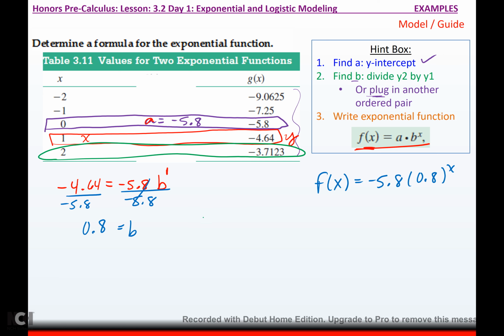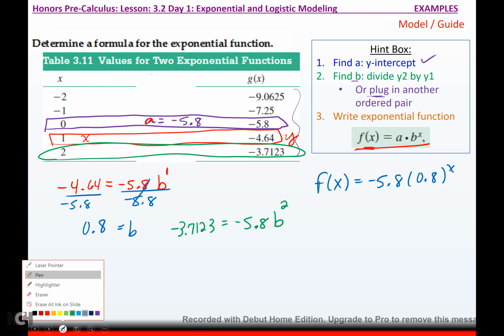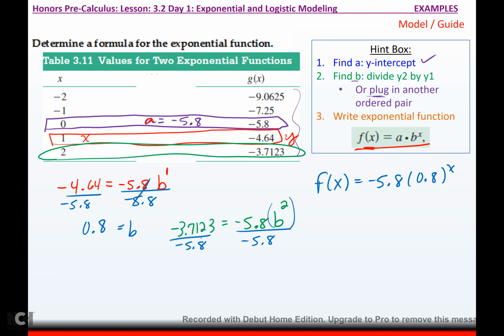But if I plugged it in, I would plug in 2 equals negative 5.8 b to the x, this would be y, negative 3.7123 b to the x would be b squared. So on this one, to solve it, you're going to have an extra step. I'm going to have to isolate this to kill it, so I'm going to divide by negative 5.8. And if you take negative 3.7123 divided by negative 5.8, you get 0.64005172.41 equals b squared. And again, I don't like to round until the very end for accuracy.